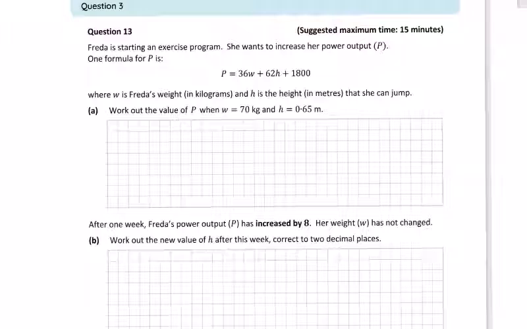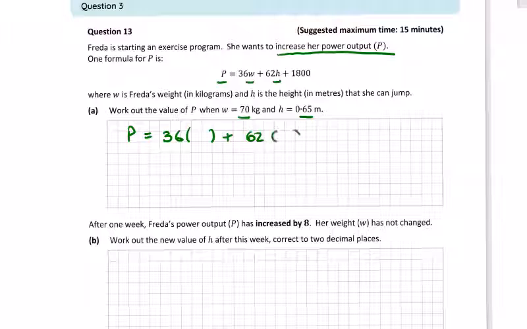In this function question, we have P and W. It doesn't have to be x and y. We also have an H in here. So we're going to input values for W and H. W is 70, H is 0.65. And this is based on Frida starting an exercise program. She wants to increase her power output P. So her power output is equal to 36 times her weight plus 62 times H plus 1800. So W is 70 and H is 0.65. I'll just put in 0.65 and then just type all of this into your calculator to get the power output.